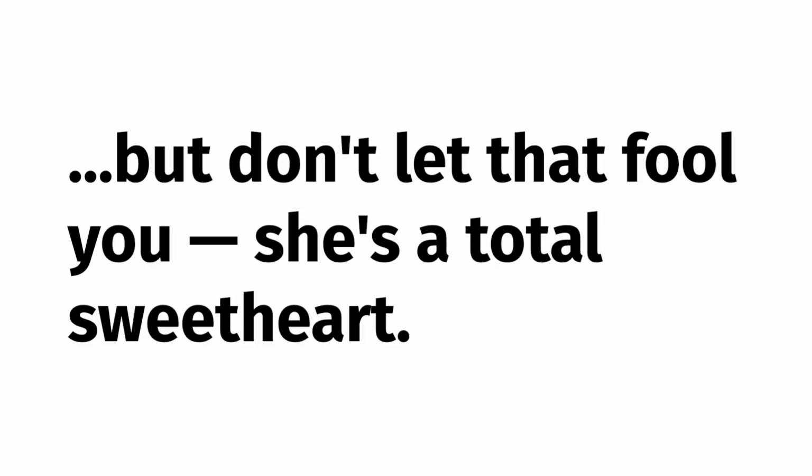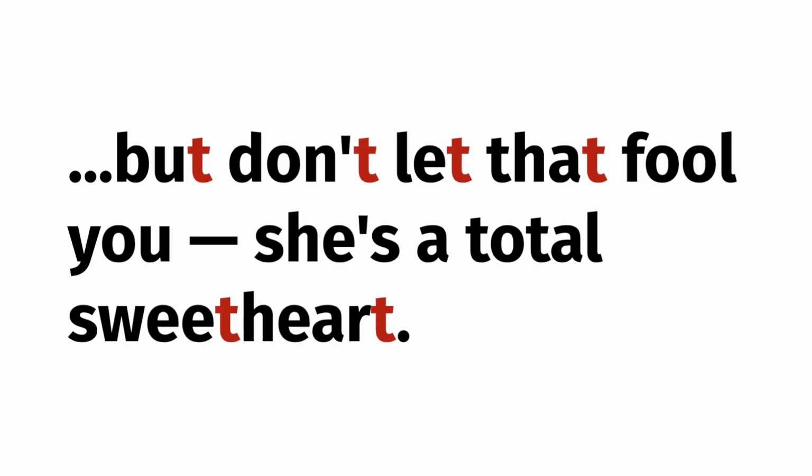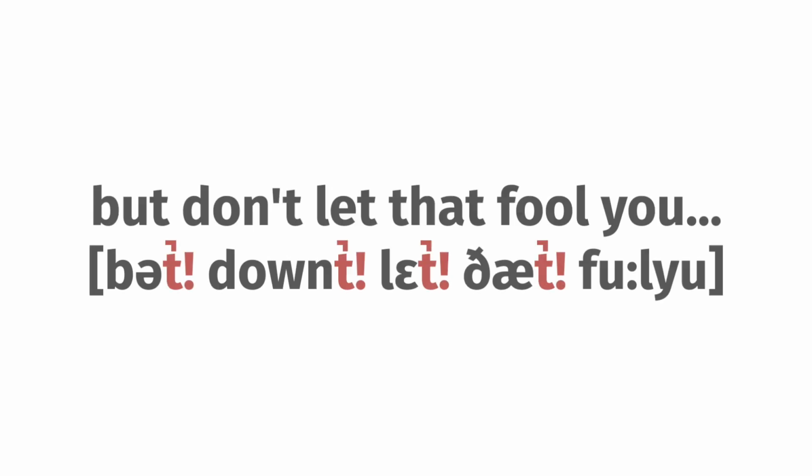So where were we? Right. Betty's a bit intimidating because she has a ton of tattoos. But don't let that fool you. She's a total sweetheart. Here we see how T is pronounced at the end of a word or syllable when it's followed by another consonant. We actually put our tongue in the position for T, but we don't release it. We use this symbol. And note that words that end in unreleased T are very clipped and short.